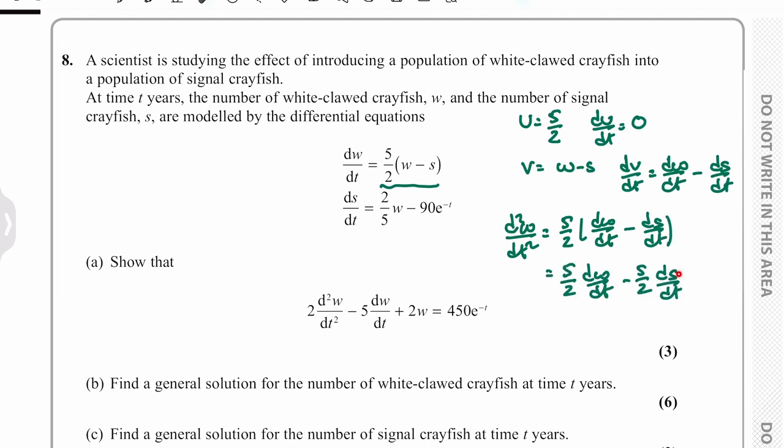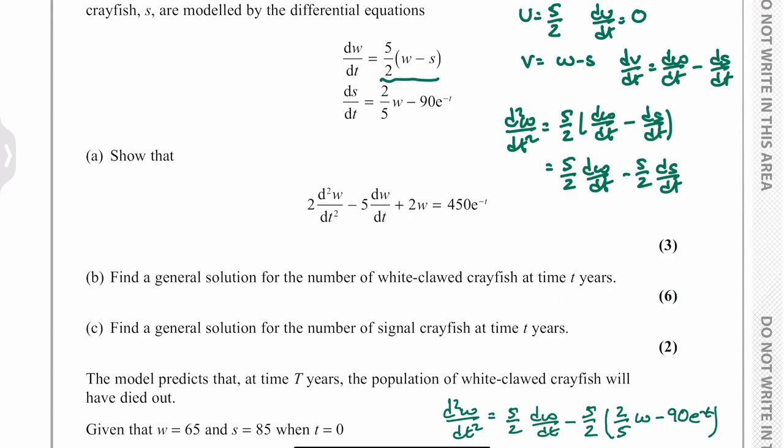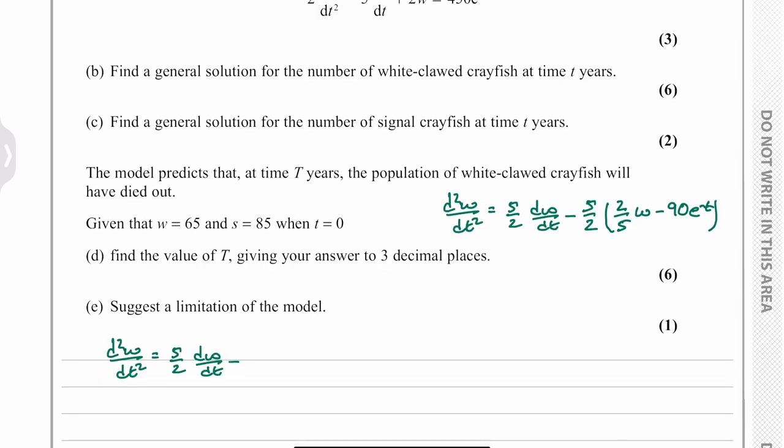Okay, so now we need ds by dt in terms of w. And we have that here. So we can substitute this into our equation. So now all we need to do is expand out these brackets. And when you multiply the 5 over 2 by the 2/5, this becomes 1. This is minus w. And this term times this term will give us positive 225 e to the negative t.